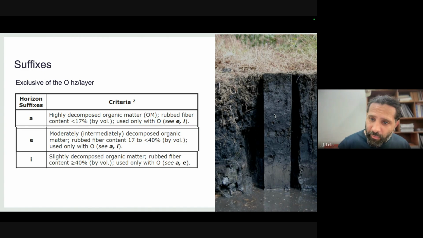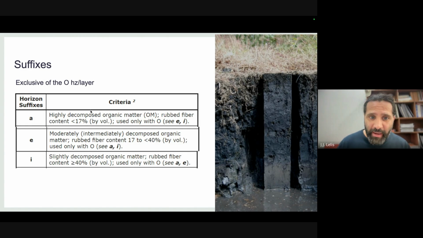So I can easily extract some of these materials, and I can see this very dark color of materials that are partially decomposed, and then they produce what we call melanization. They are darkening these horizons, okay? We add three possible suffixes according to the stage of decomposition of this material, okay?